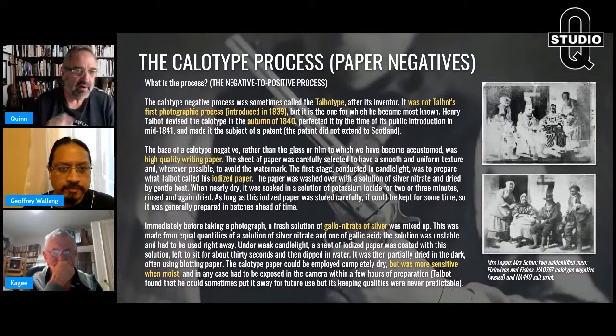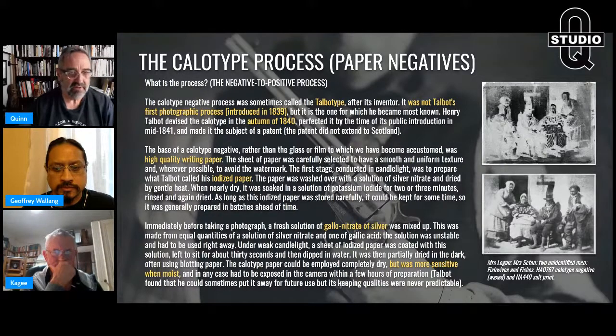Now, the real important part here is I just highlighted a couple of things. This is out of, I think, a Scottish university in Scotland. I should have credited that. I don't know why I didn't. But anyway, the calotype negative process was sometimes called the Talbotype.